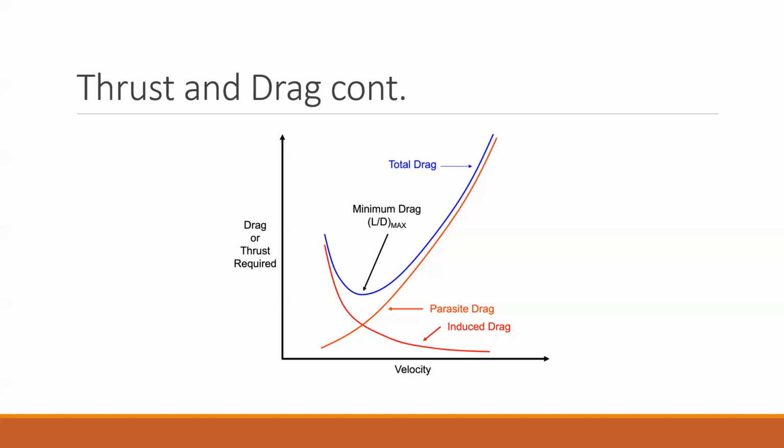That's kind of anecdotal. So the main thing we want to get from this graph, though, is we can see that the induced drag curve goes down as velocity increases, and the parasite drag curve goes up as velocity increases. And so these are two things that you have to balance and keep in mind as you're flying.